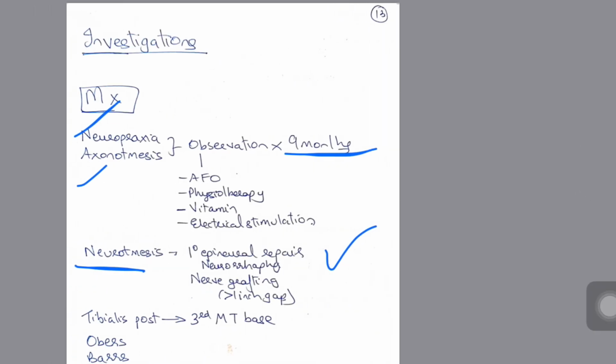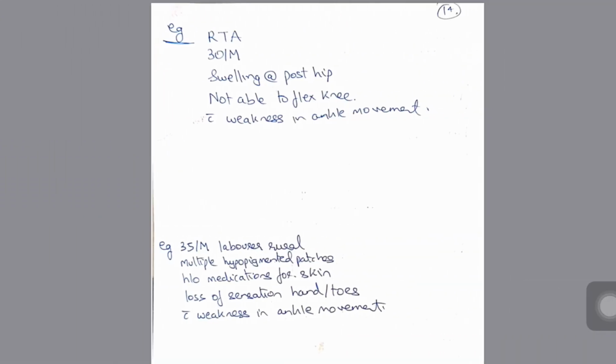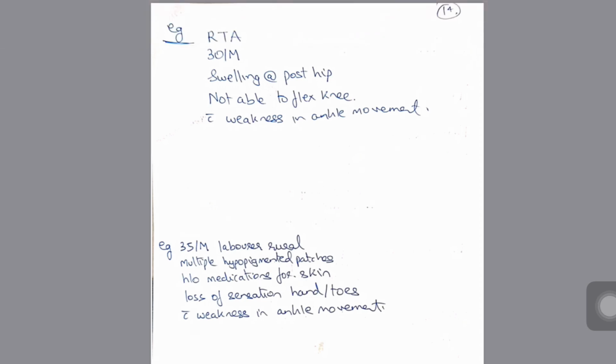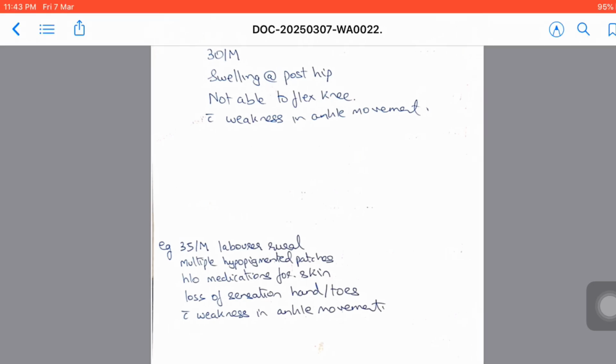Now, fasten your seat belts, because we are going to discuss some of the interesting cases. First case is road traffic accident, 30 years male. There is swelling at the posterior aspect of hip. The first clue, this is bang on clue. What is it? It is a posterior dislocation of hip.